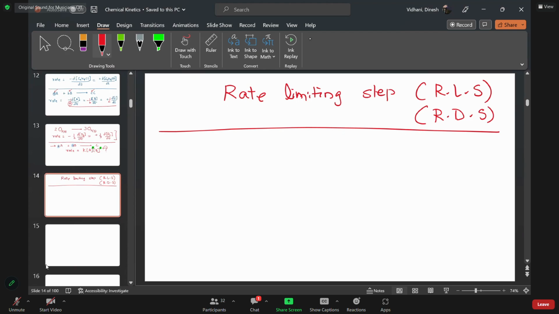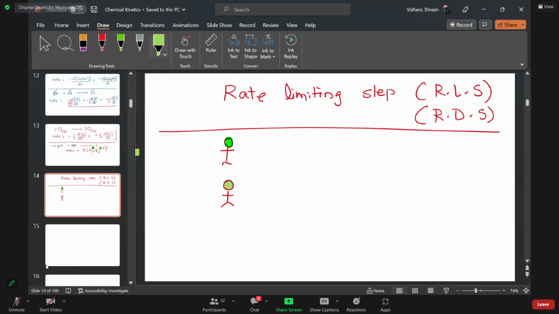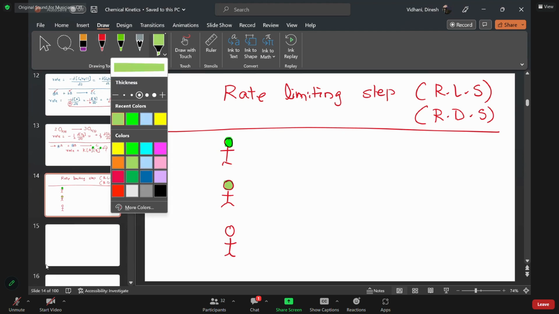Now, suppose we have 3 runners. One of them is Usain Bolt. Then we have a second runner. Well, probably that's going to be me. And then we have a third runner. Let's put a third runner. How about a third runner?